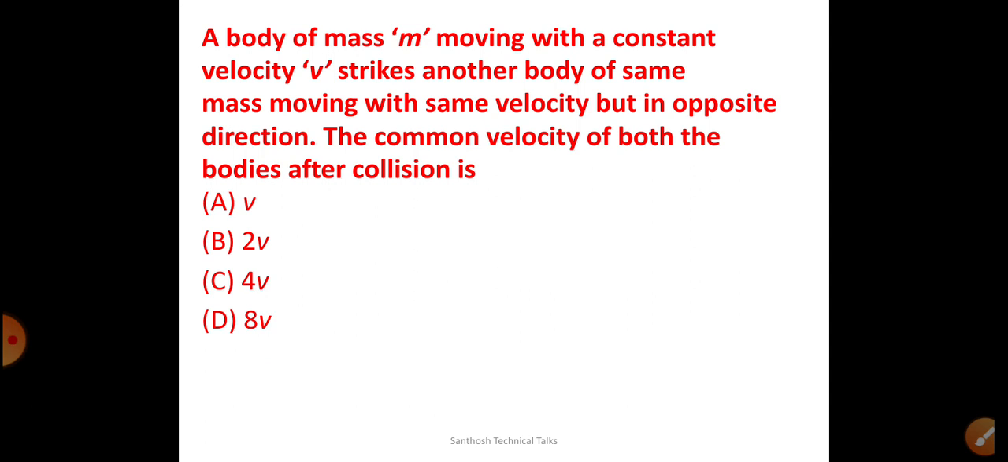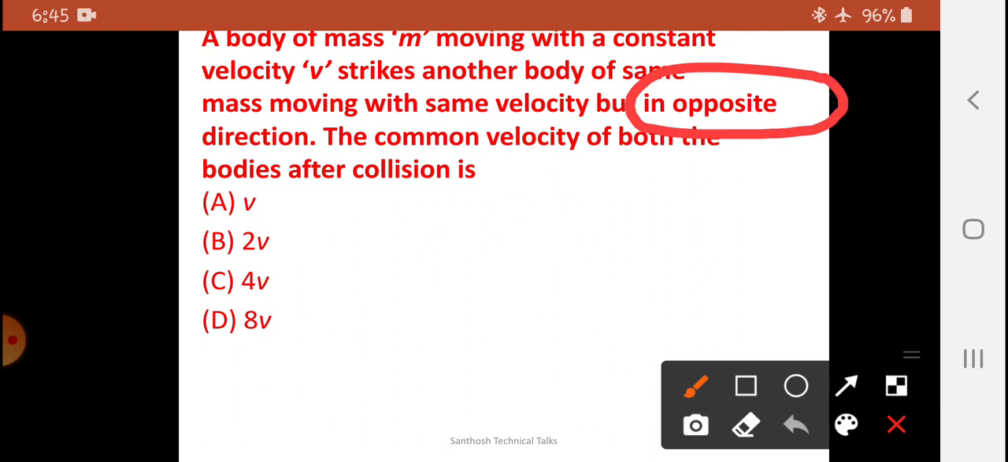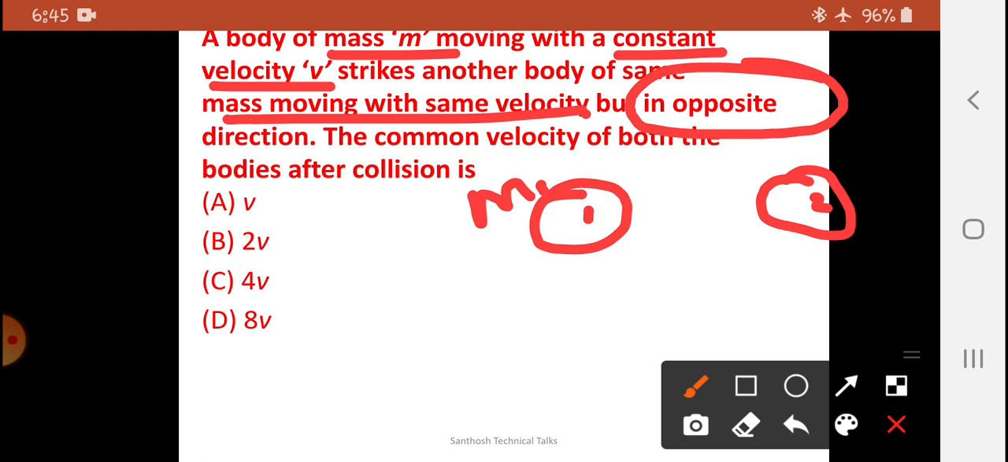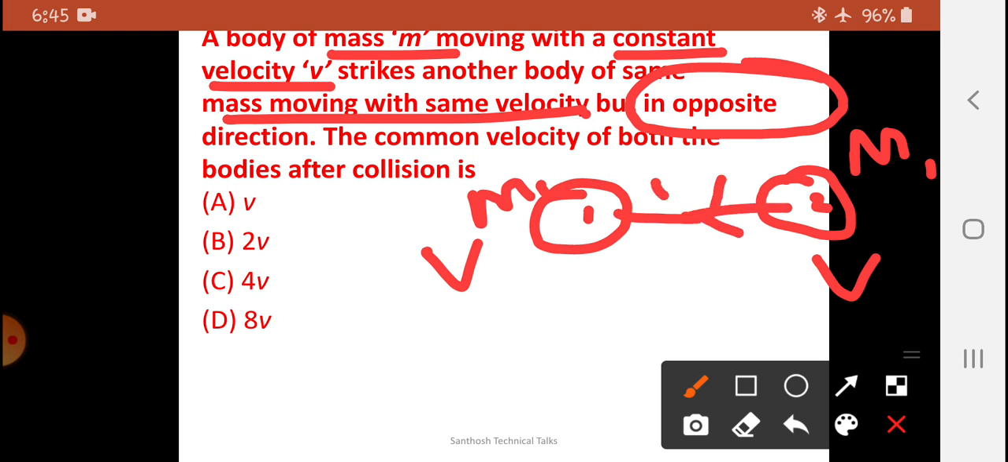And next, a very superb question. A body of mass m moving with a constant velocity of v strikes another body of the same mass moving with the same velocity but in the opposite direction. So this you have to remember: constant velocity, constant masses. This is body 1, this is body 2. Both have masses m and velocities v. Both will come from opposite directions and collide.